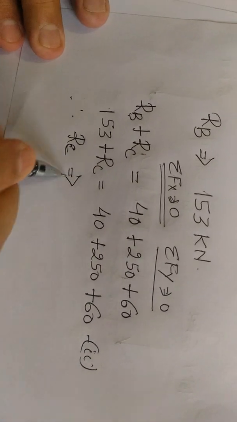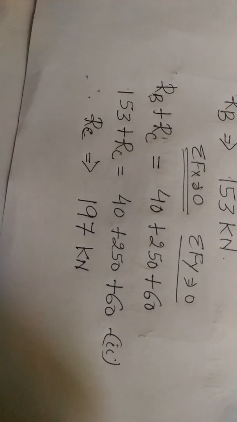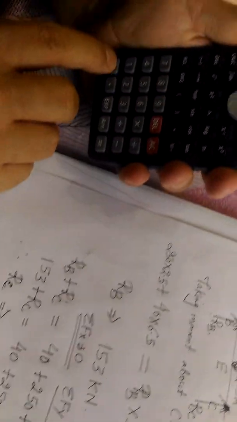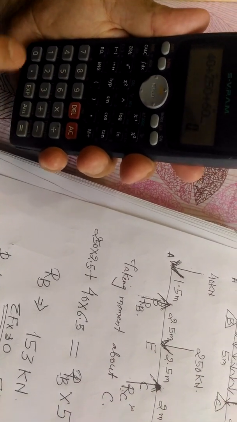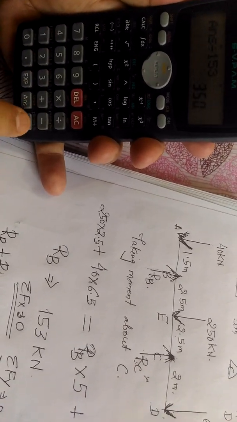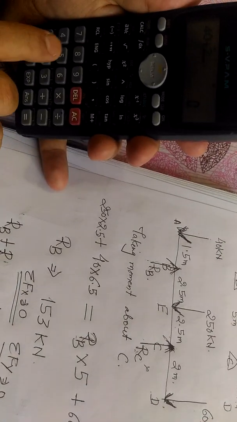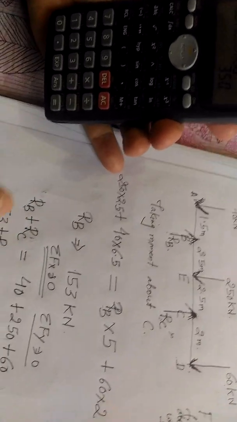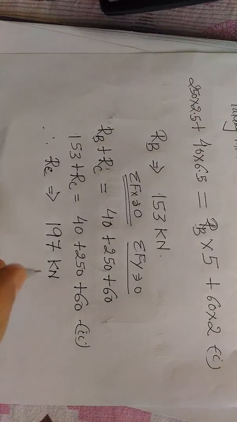So RC is equal to 197 kilonewton. Let me check it. 40 plus 250 plus 60 is equal to 350. The total downward force is 350, minus 153, that is equal to 197. So this is right, 197.